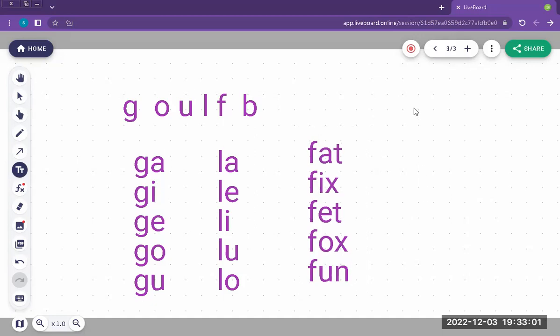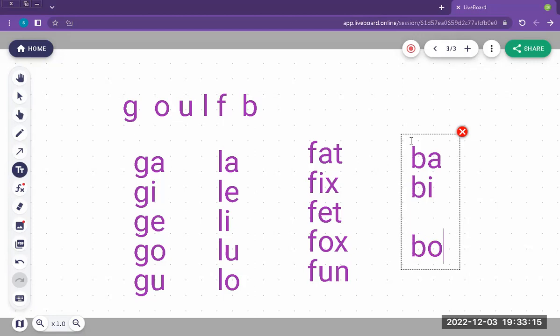Okay, and the last one is ba: a, ba. I, bi. O, bo. E, be. A, ba. Okay, this is an example of blending between the vowel letters and stages one, two and three.